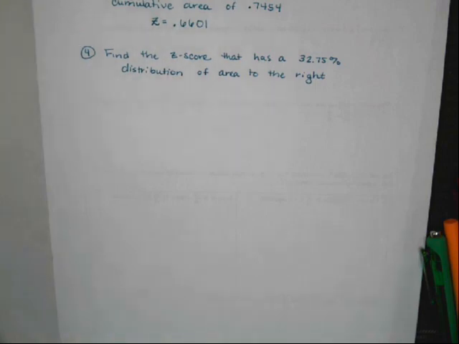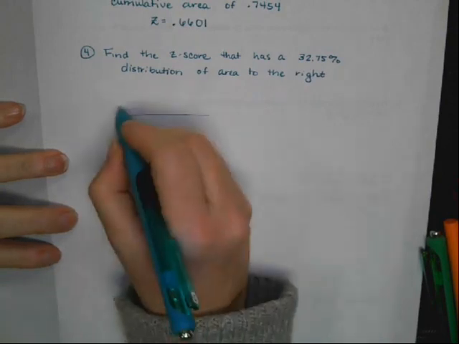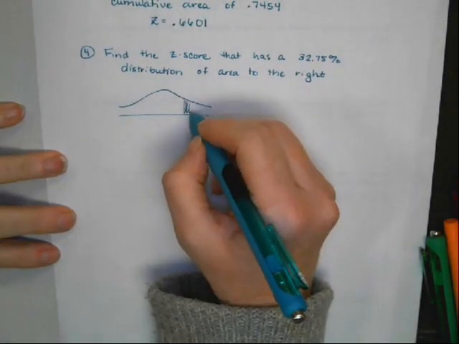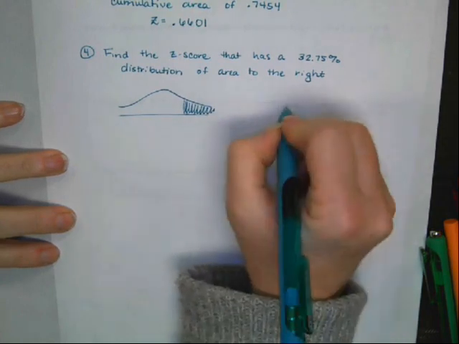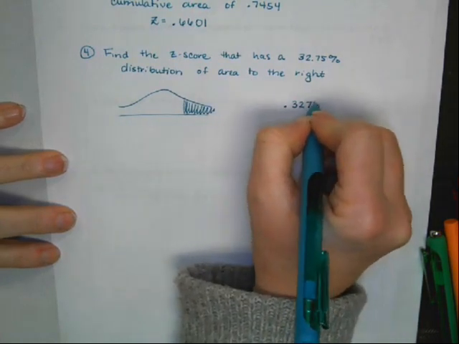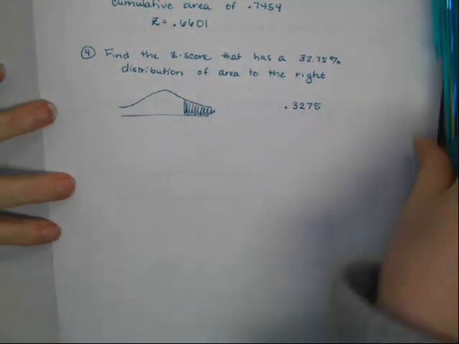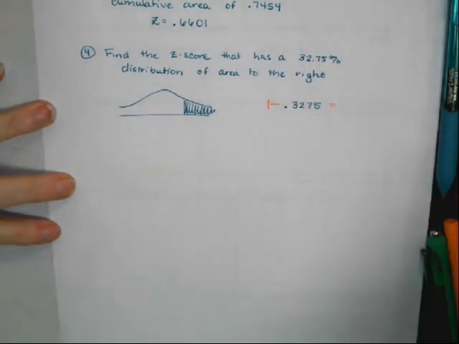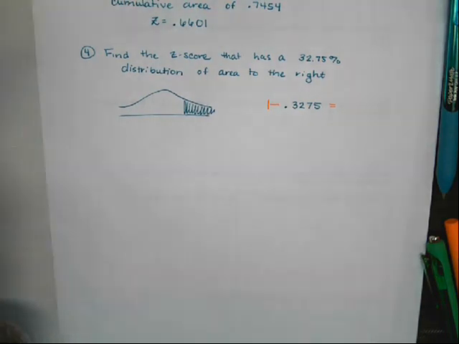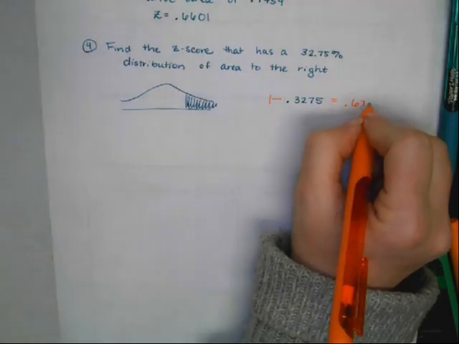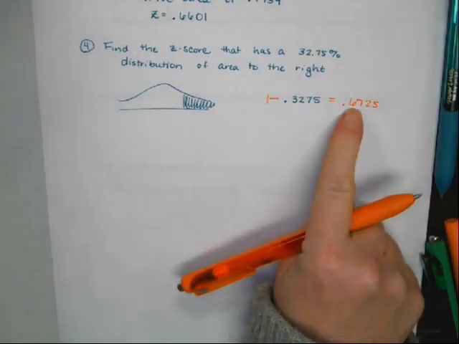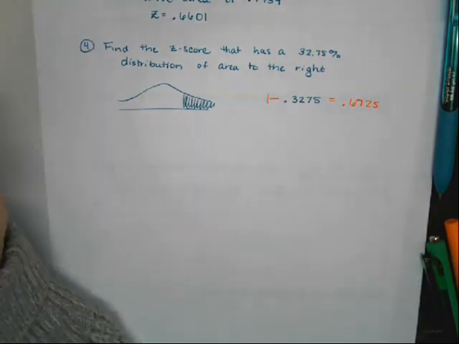All right, so I've got a 32.75 distribution of area to the right. So that means that 32% is shaded this way, or 0.3275. And remember, both my z-table and my calculator will only give me shading from the left. So in this case, I'm going to have to do 1 minus first. So I'm looking for the z-score for the area of 0.6725.